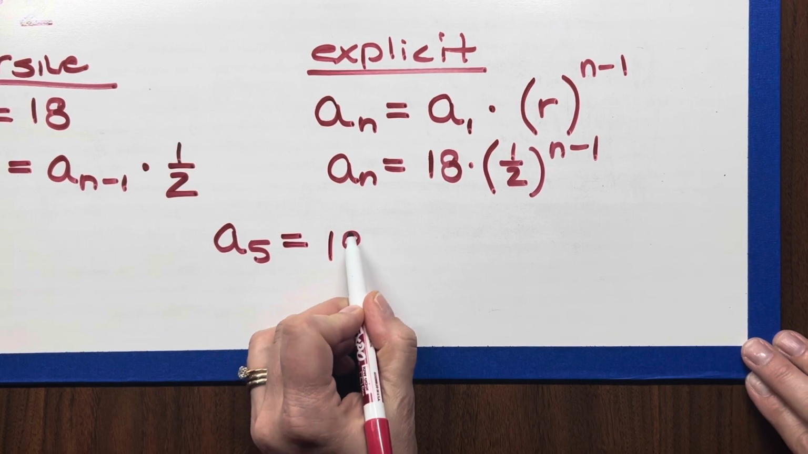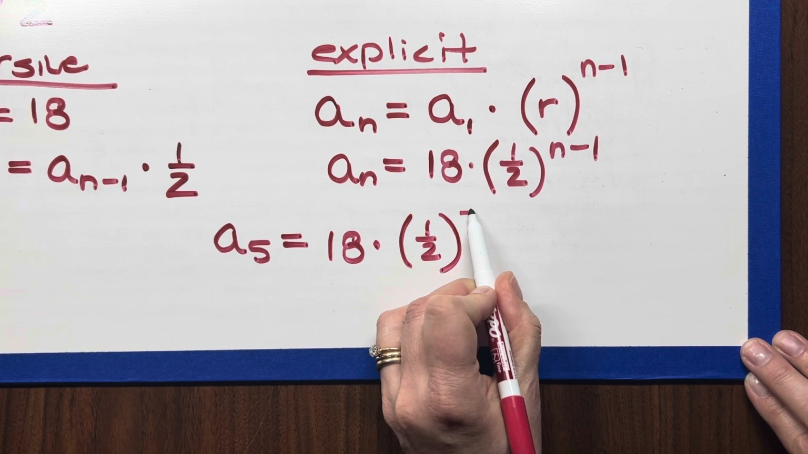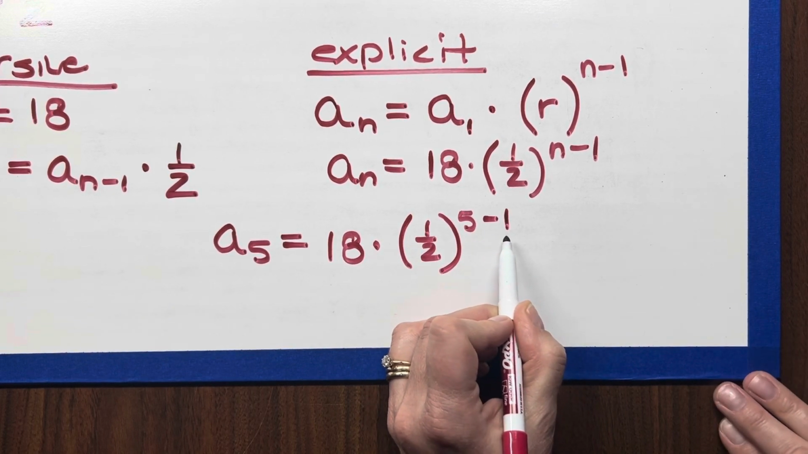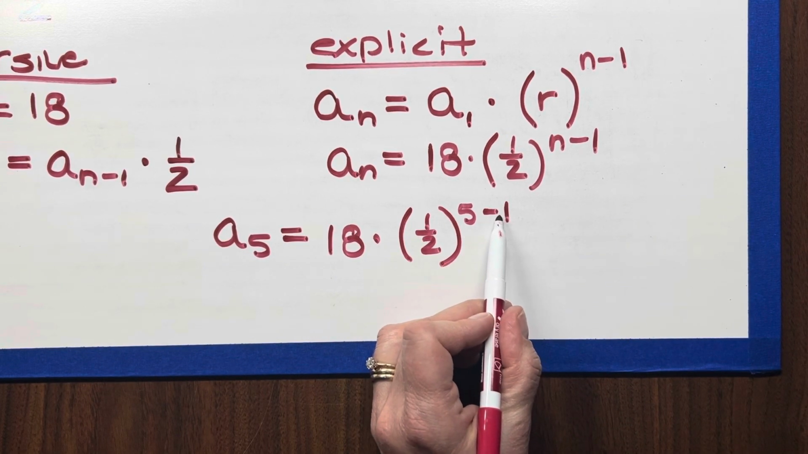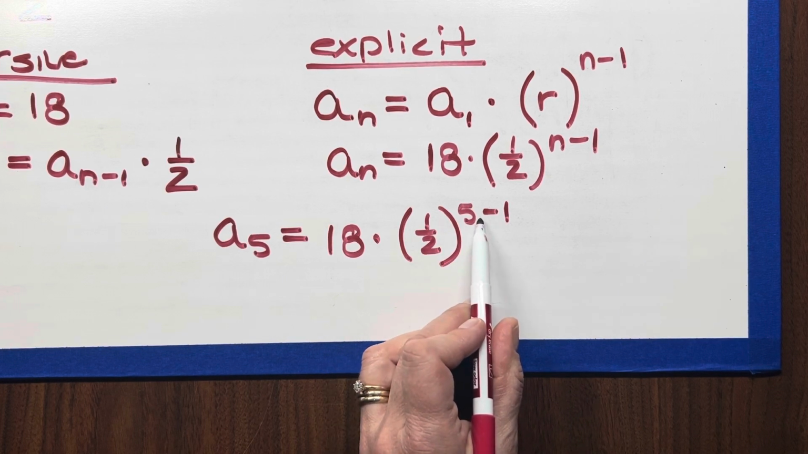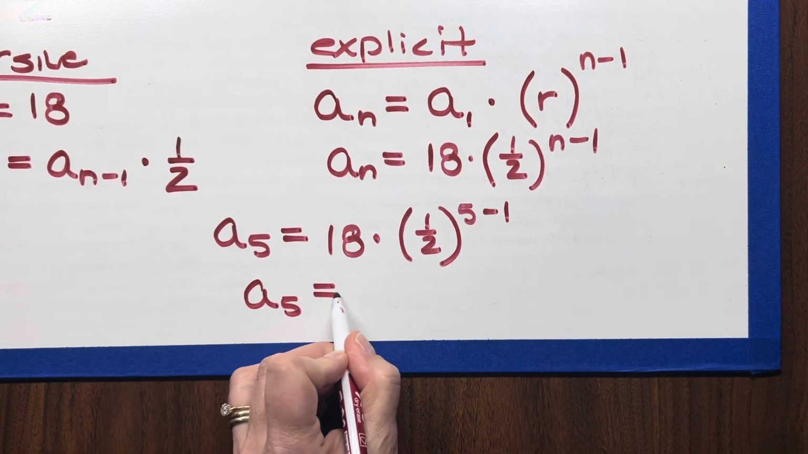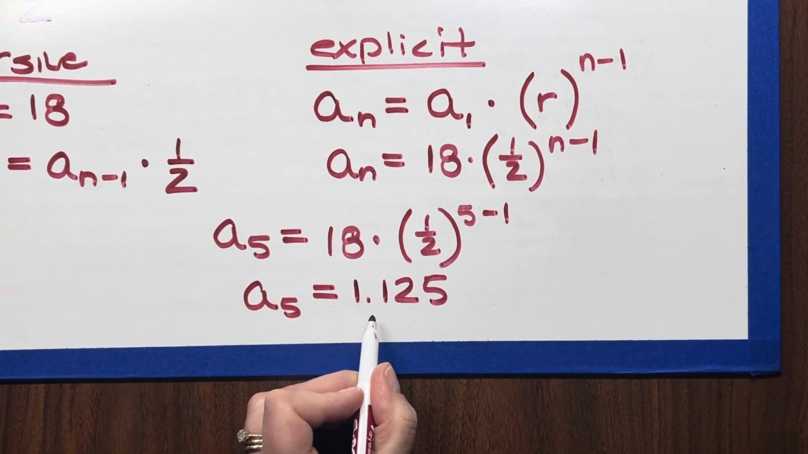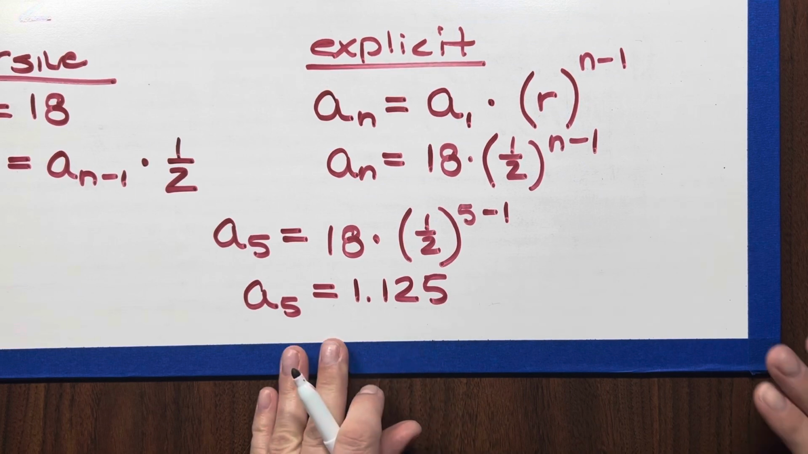So I'm going to have 18 times 1/2, and then the fifth term is what I'm looking for, so 5 minus 1 goes here. So when you are using your calculator, you are doing 5 minus 1 to get 4. You are raising 1/2 to the 4th power. Now you can multiply by 18. This is all calculator work. You should get a sub 5 is 1.125, and that makes sense from what we talked about before.